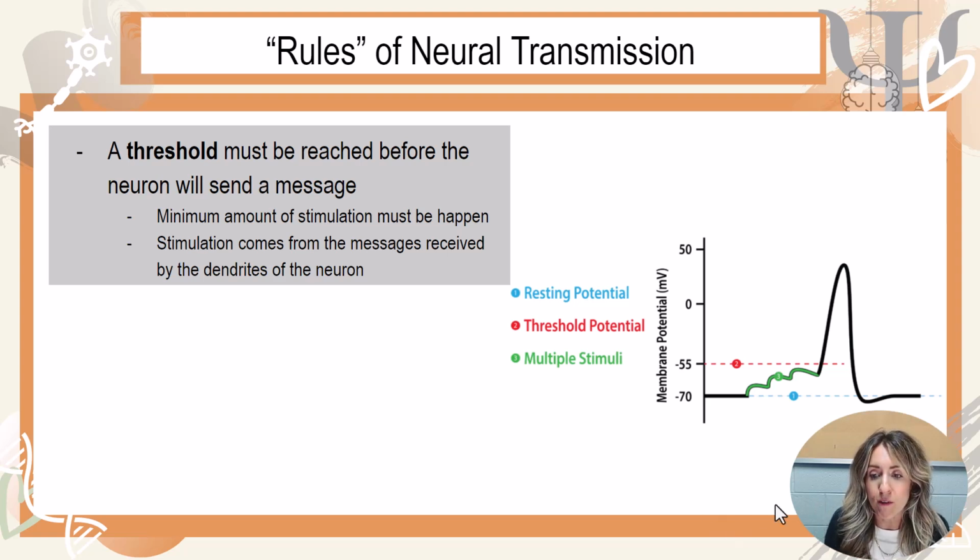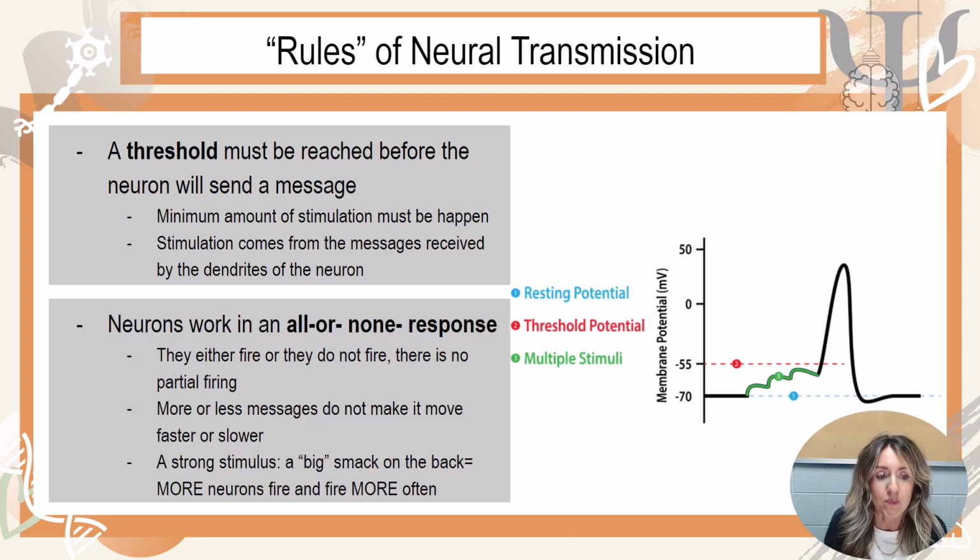If you look at this graph, what I was trying to demonstrate with my fingers is this green section right here: we have some stimulation, then not enough, then more, then not enough, and then we go. Once stimulation happens, it happens. That leads us to the next point, which is that neurons are all or none. They don't partially fire. They either fire or they don't fire. If there's not enough stimulation, they don't fire. If there is enough, it goes.